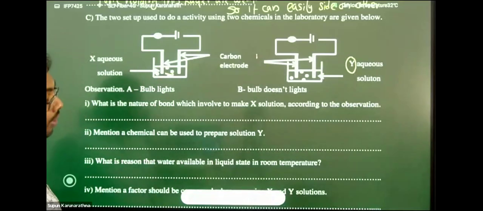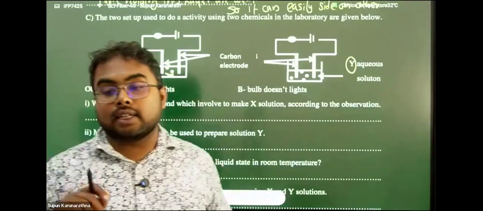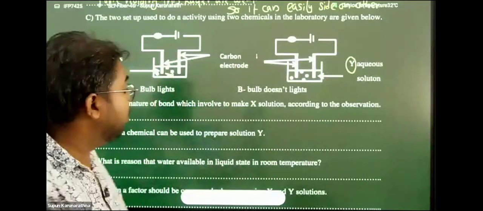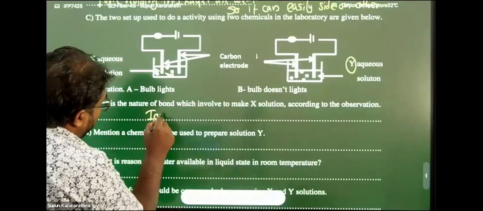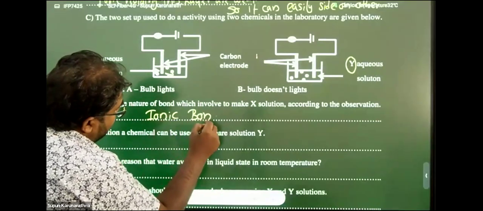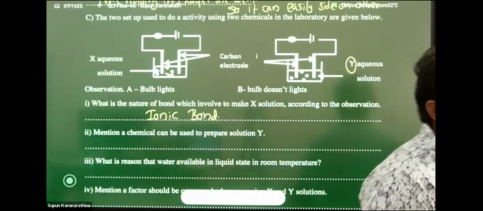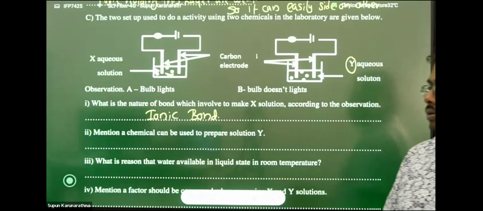Nature of the bond. We know that ionic compounds can conduct electricity. Covalent compounds cannot conduct electricity. So therefore, in the figure the bulb lighting means it has ionic bonds. If asked about the type of bond, then your answer should be the ionic bond. Your answer should be ionic bond.